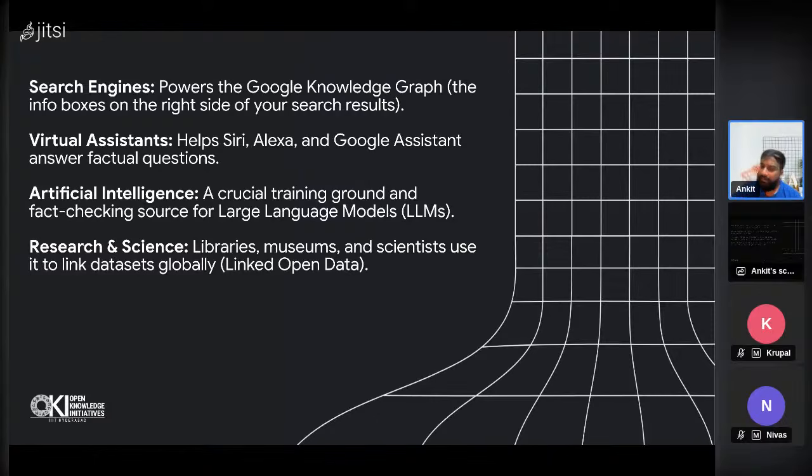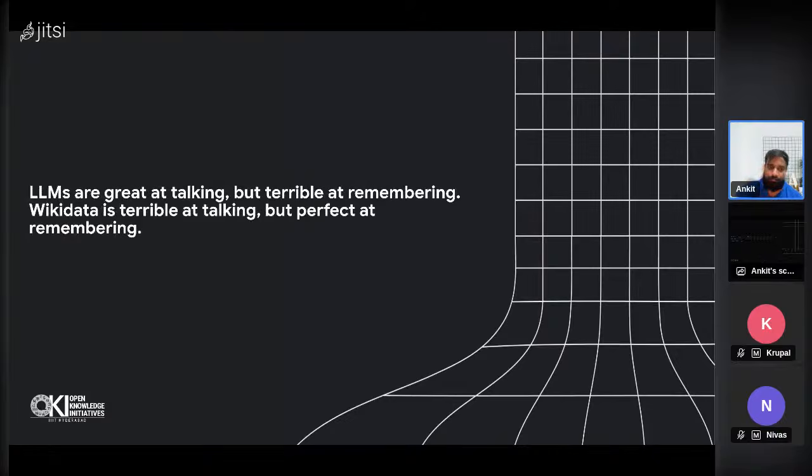Second, AI, that's crucial for a lot of LLMs. You see a lot of LLMs hallucinated at the start, but they have become really good nowadays and they have got connected to the internet. That means they can use the power of Wikidata for searching these things. Same for research and science. The librarians, museums, and scientists can use these global data sets for free, as it is open source.